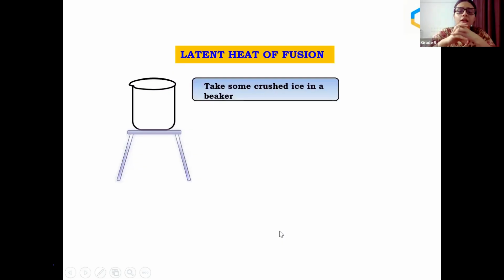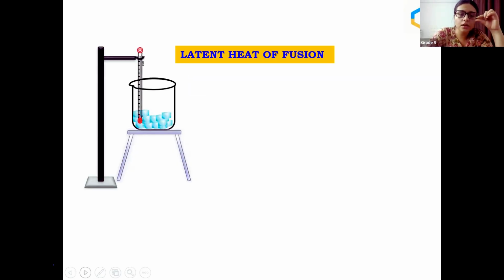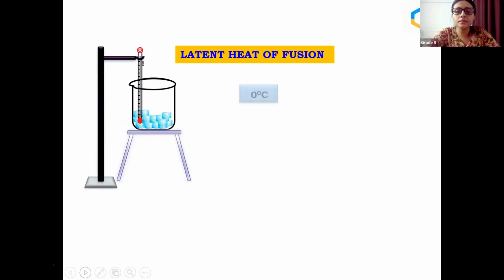All right. So we have taken some crushed ice in a beaker. Now what we are going to do with this ice? Suspend a thermometer in it. We are going to hang the thermometer in this beaker. Note the temperature of ice. We are noting down the temperature of this ice. 0 degrees Celsius because it's a freezing point.